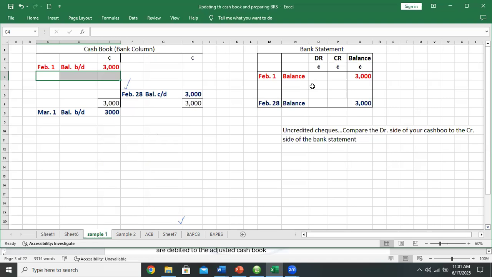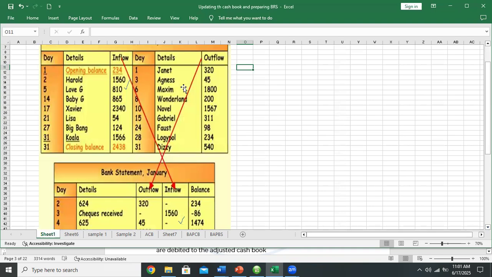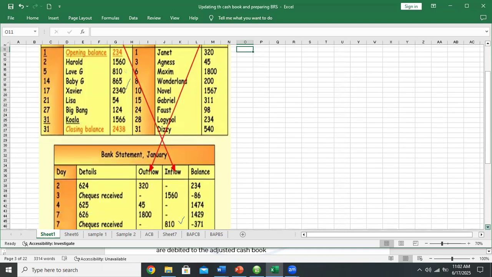So this time, if you want to find your unpresented checks, you compare the credit side of your cash book to the debit side of your bank statement. So again, let's go through the process. This time we are comparing this side to the debit side. So let's start. You have Janet 320, you see 320 here, right? You have 45 Agnes, you see 45 here. Good. The next one is 1,800 from Maxim.